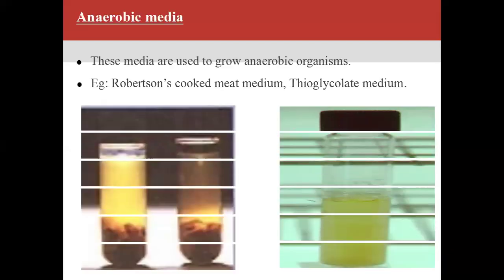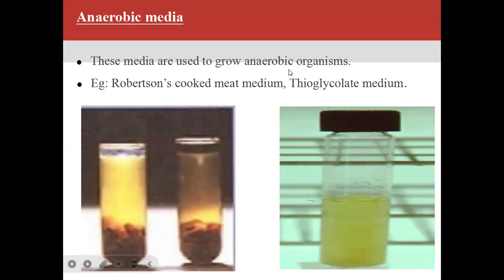Next, anaerobic media. Anaerobic media are used to grow anaerobic organisms, such as Robertson cooked meat medium and thioglycolate medium. They support the growth of anaerobic organisms. Anaerobic organisms do not require oxygen for their growth. If you see, this is thioglycolate broth. Thioglycolate broth consists of nutrient broth and 1% thioglycolate. Robertson cooked meat medium is also called CMB, cooked meat broth. It consists of nutrient broth and pieces of fat-free minced cooked meat of ox heart.